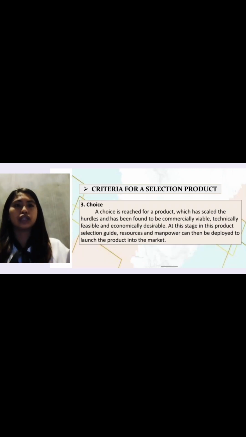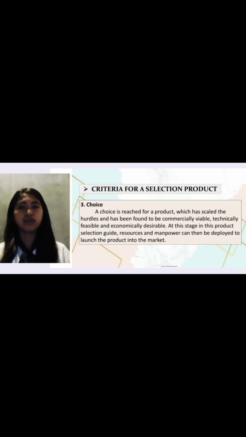So number 3 is choice. In the choice stage, businesses make decisions on which product to include in their lineup. This decision making can be based on the evaluation that we discussed. So we have here the alignment with business objectives. Number 2 is the market potential. And number 3 is the resource availability.